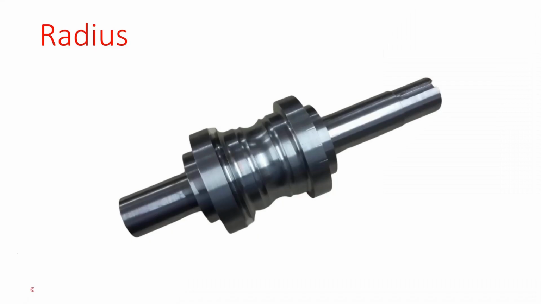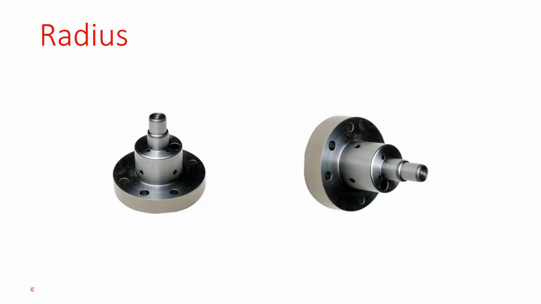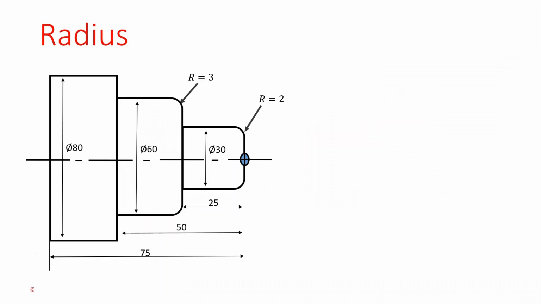We will discuss the radius program. The radius, also called the corner removing operation, is one in which we remove the sharp corners like this. These are the radius. This is the drawing of the radius component. Observe the drawing. After that, mention the points of this drawing.